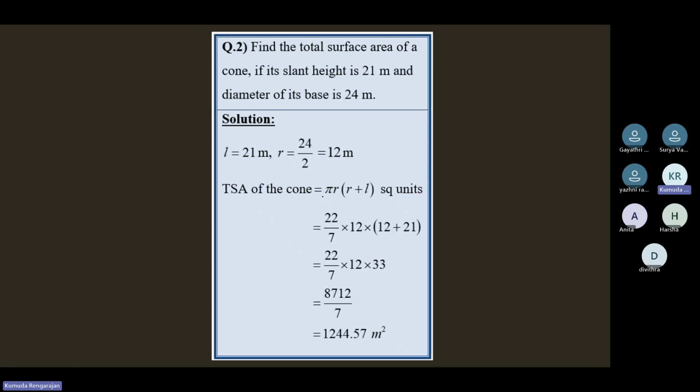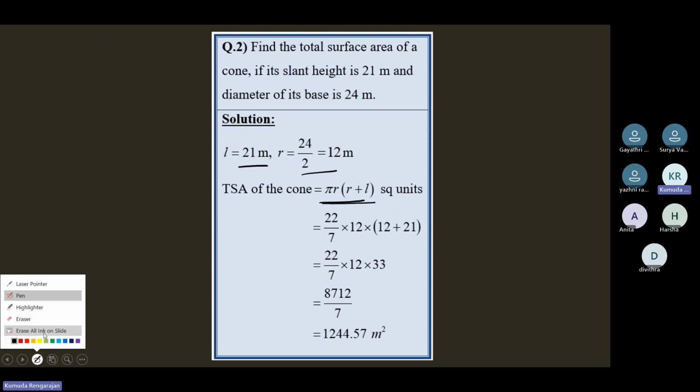So this is also a direct question, children. You're given the slant height and the radius, meaning if the diameter is given, diameter by 2 is radius. So simply you'll have to substitute the values in the formula and calculate.